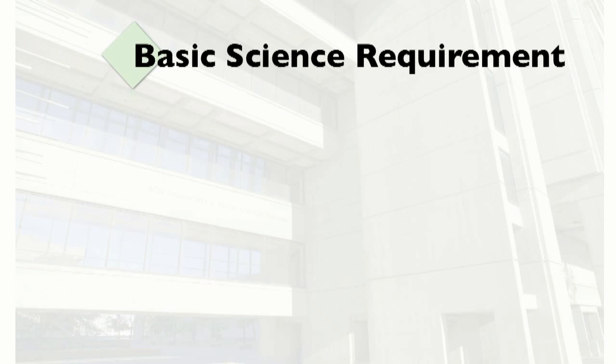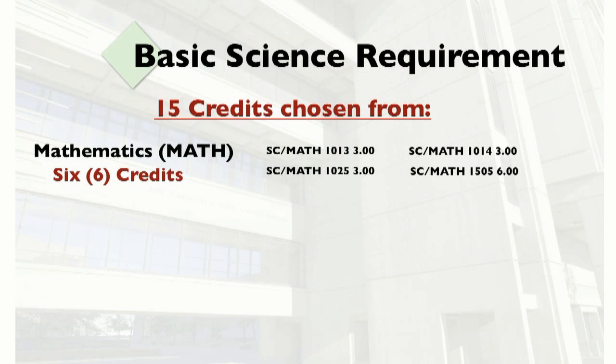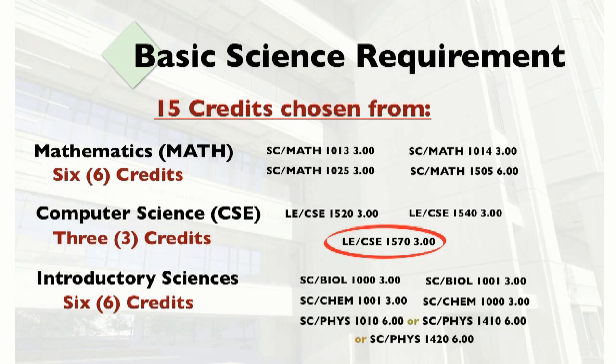For the basic science requirements, students are required to choose a minimum of 15 credits from the following: 6 credits in mathematics, selected from the following; 3 credits in computer science, selected from the following courses. Please note that CSE 1570 is recommended for psych majors. Because it requires Math 1505 to be completed first, students typically take this course in their second year. Finally, you will need to take 6 credits of introductory science courses selected from the following list.